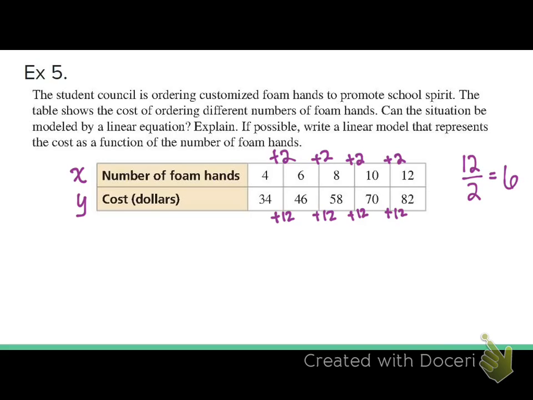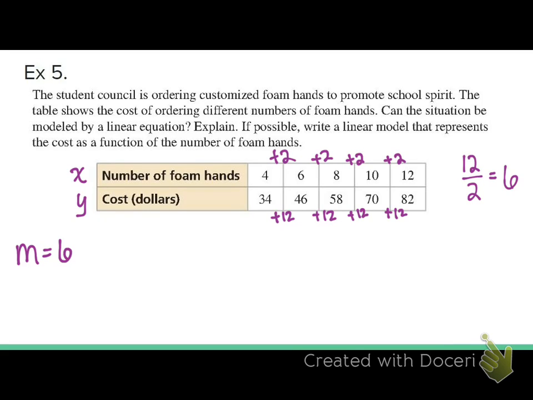Rate of change is the same as what thing that we always find? Rise over run. What's our other name for that? Rise over run is our slope. So 6 is which letter for us? Slope is M. That was our rate of change. So that's going to help us write our linear model.